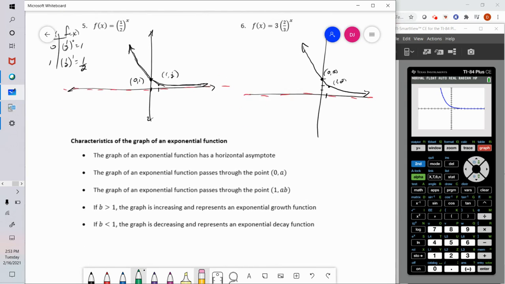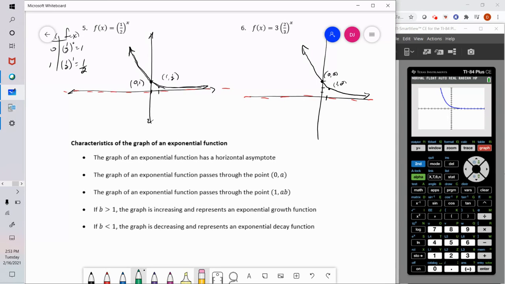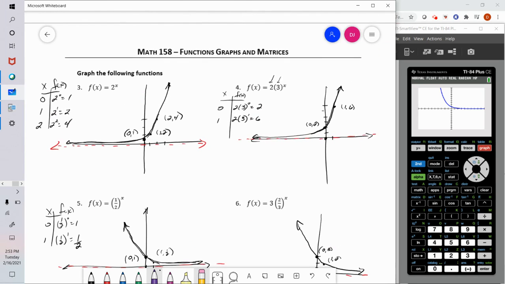So here's some characteristics of graphing functions. An exponential function will always have a horizontal asymptote. The graph will always go through the points (0, a) and (1, ab). Every time. If you notice, in this function, a is 1 and b is 2. Here's the point (0, a), and here's the point (1, ab). 1 times 2 is 2.